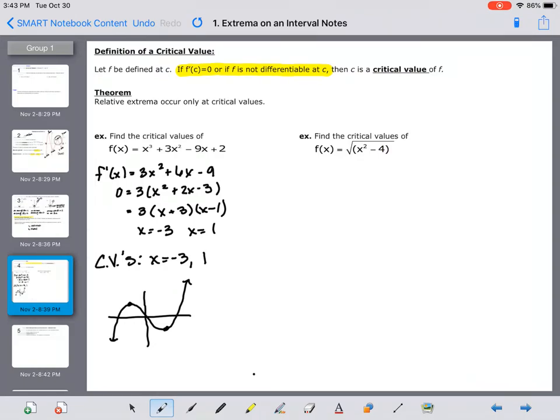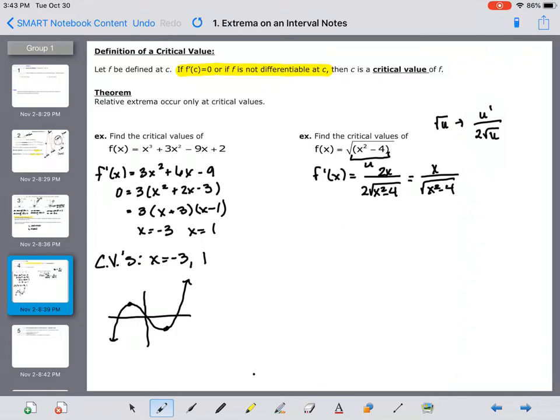So the second one, we can find critical values, again, first by finding the derivative. So this is a shortcut that I'm going to use. Remember, the derivative of the square root of u produces u prime over 2 square roots of u. So I'm going to use that property. So I get my u is this. That's my u. So 2 square roots of u, and then, of course, the derivative on top. I could simplify that. I get x over the square root of x squared minus 4.